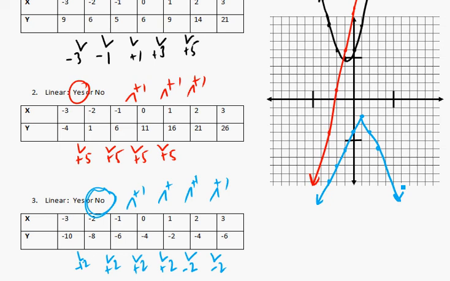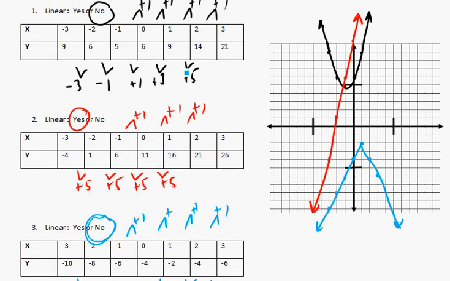So, to summarize, if you're trying to determine if data from a table is linear or not, you need to take a look at the rate of change. You need to figure out how much the y's are changing per x. If the y's do not change by the same amount for each x, then the graph will not be linear. If, however, the y's change by the same amount for each change in x, that means that the graph will be linear.